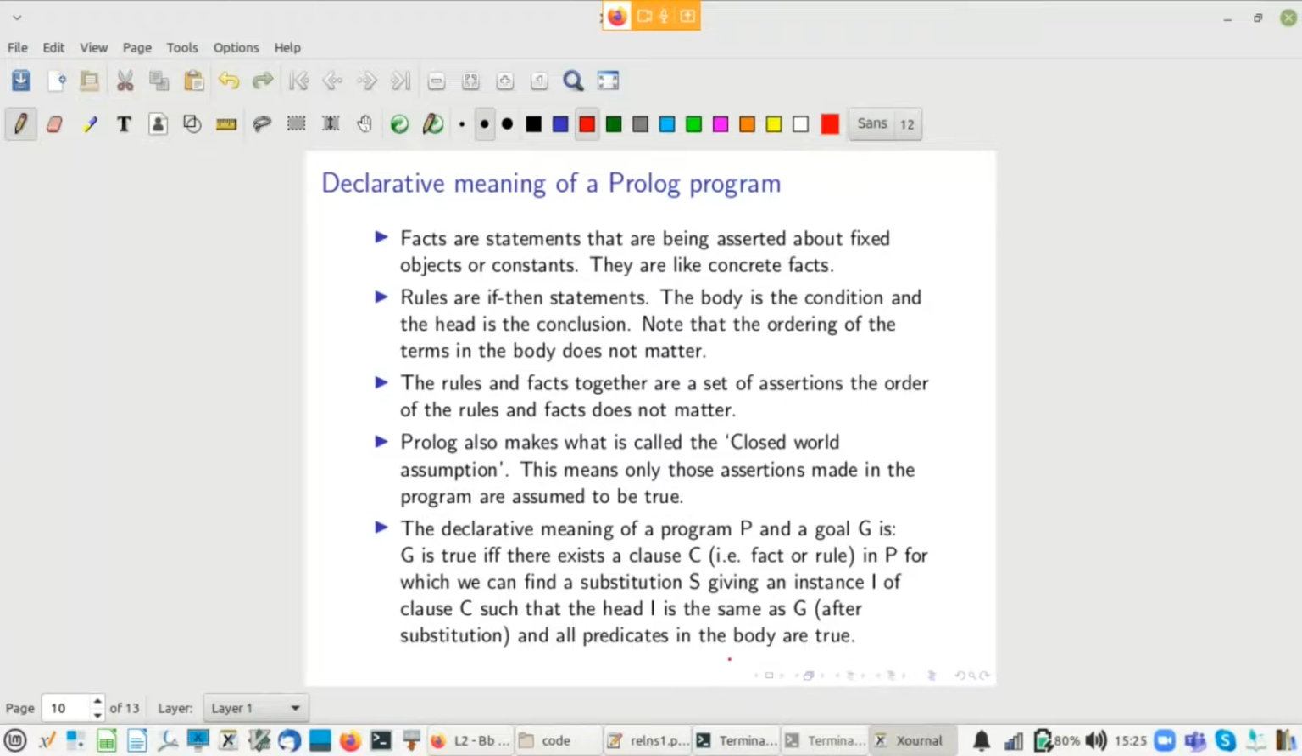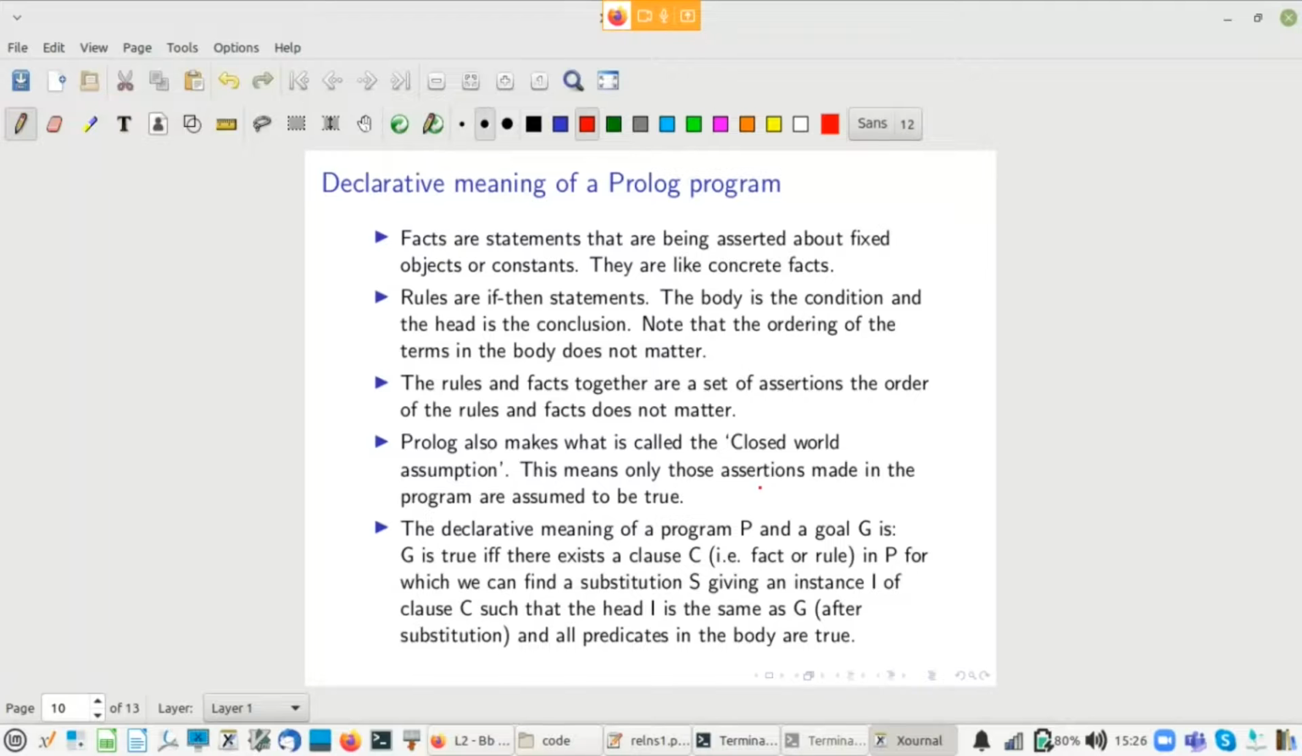So what is the declarative meaning of the program formally? The declarative meaning of the program P and a given goal G is true if and only if there exists a clause C. Clause C can be either a fact or a rule in P for which we can find a substitution S, which means all the variables present in the clause or equivalently in the goal, giving an instance I of clause C such that the head of I is the same as G after substitution and all predicates in the body are true.